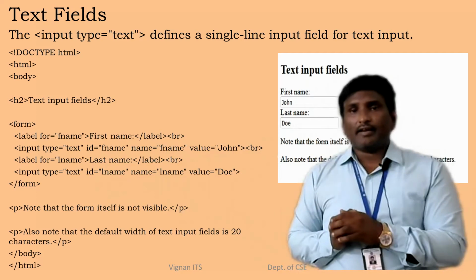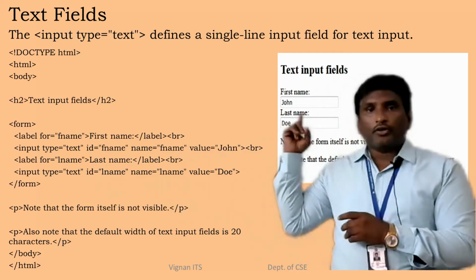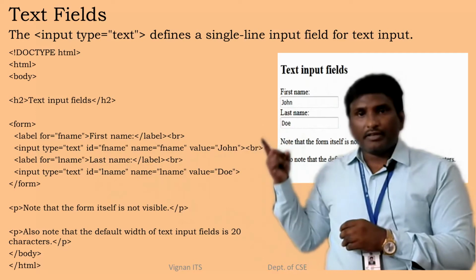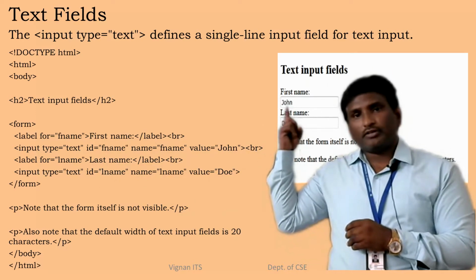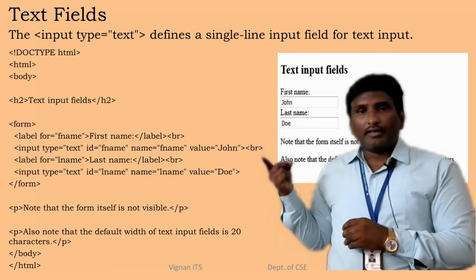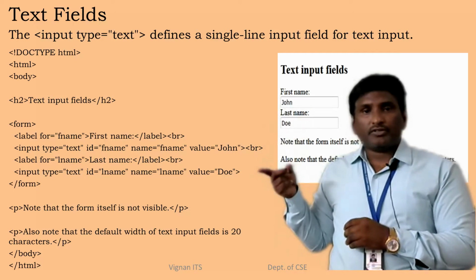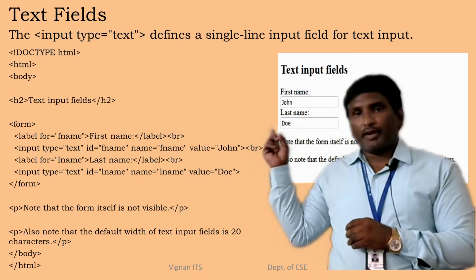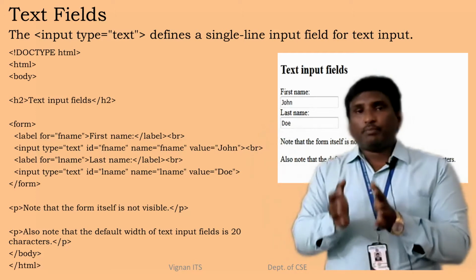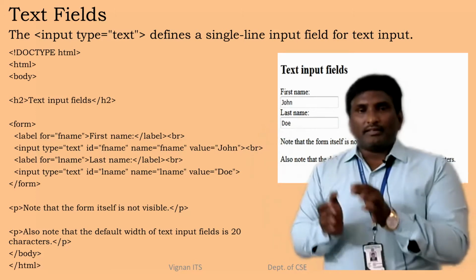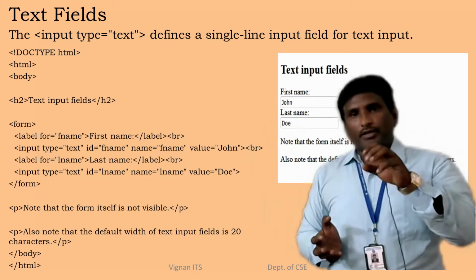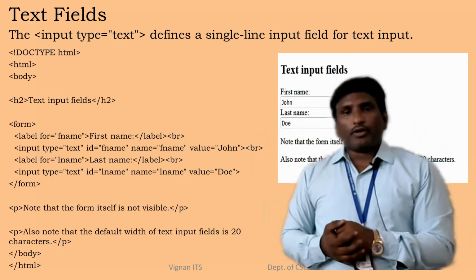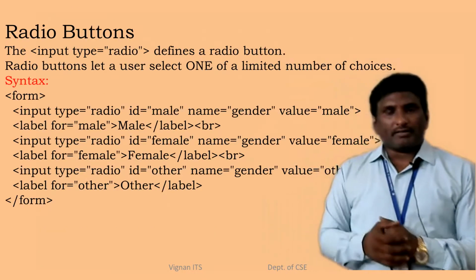So this is the output. See the right hand side, this is the output. By default I have given the value John, so the default value of the first input text is John. Then the default value of the next input is Doe, so Doe will be displayed. So that is input type equal to text, with a label mapped to the input. The next program explains radio buttons.